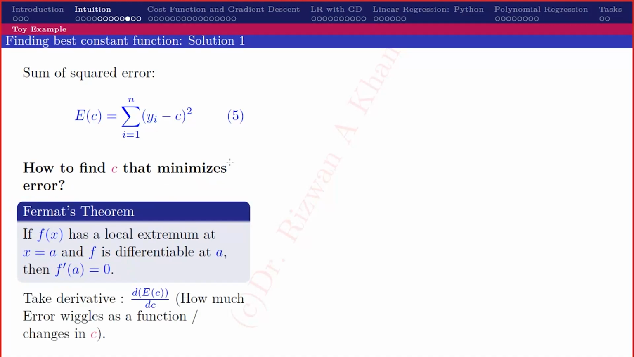No, sir. Okay, so now if you understand this theorem and apply it to equation 5, we can find C. You have to take the derivative of this loss function with respect to C, because we are trying to find C. Y is already a constant value. When we differentiate, we'll know how much the error wiggles as the function changes in C. So we'll differentiate this function, equate it to 0 and find C.